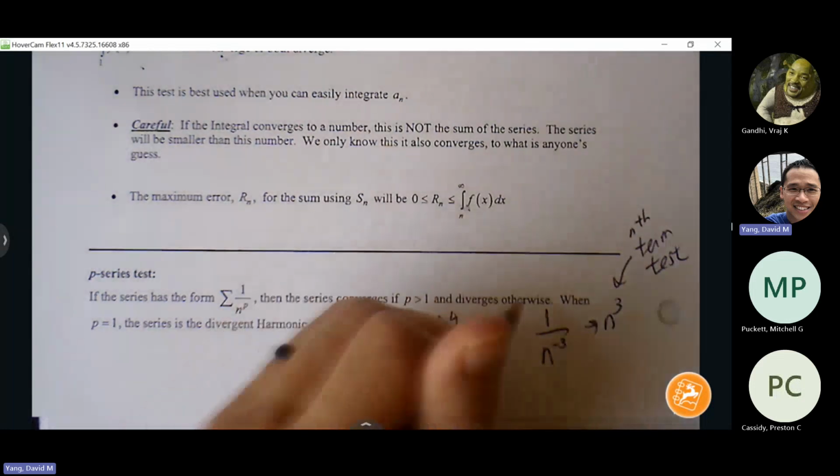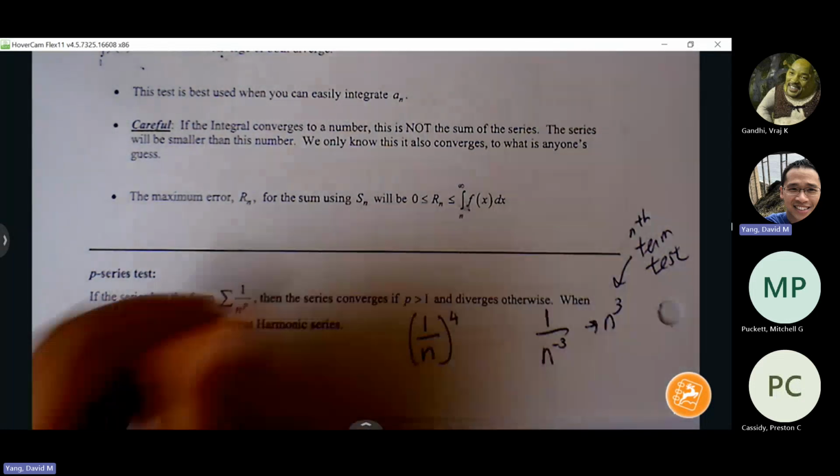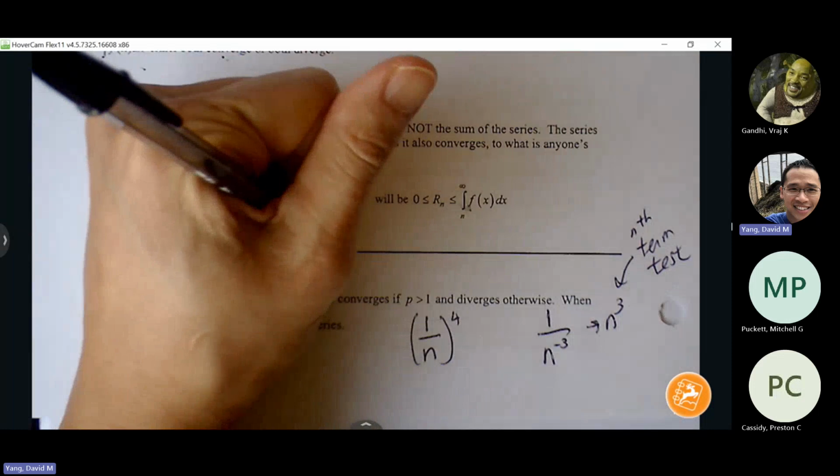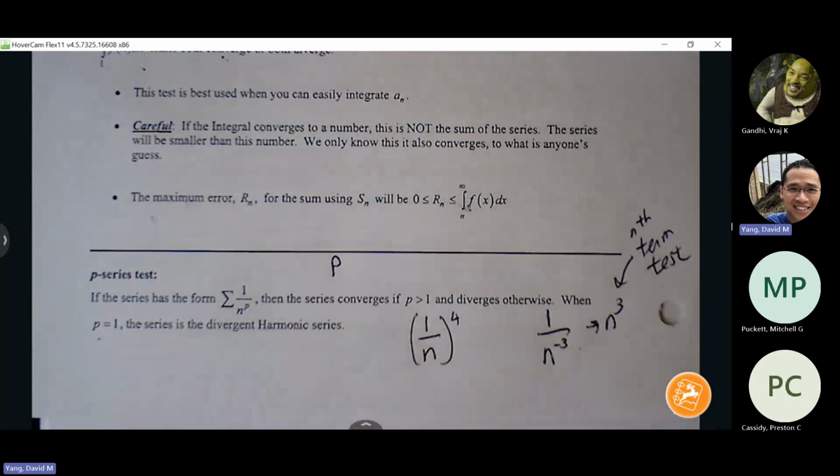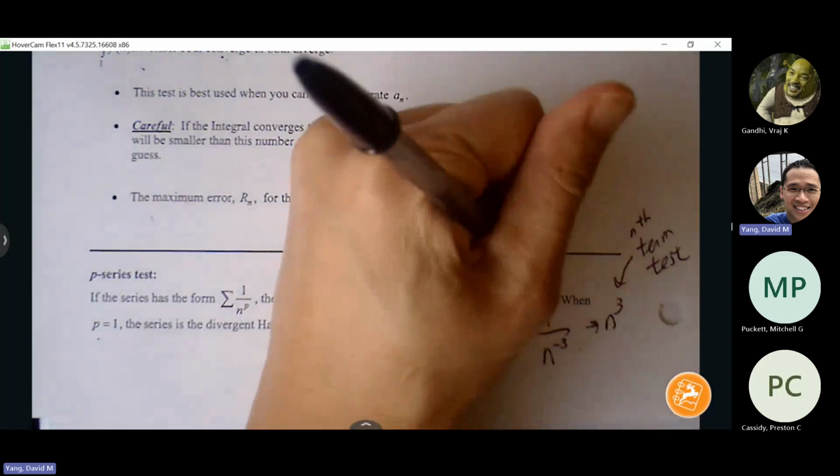But remember, p-series is only if the p-value is positive, right? Yeah, if it's negative, it doesn't fulfill the p-series condition. Yeah, p has to be greater than 0, from 0 to infinity. This will diverge, yeah. Okay.